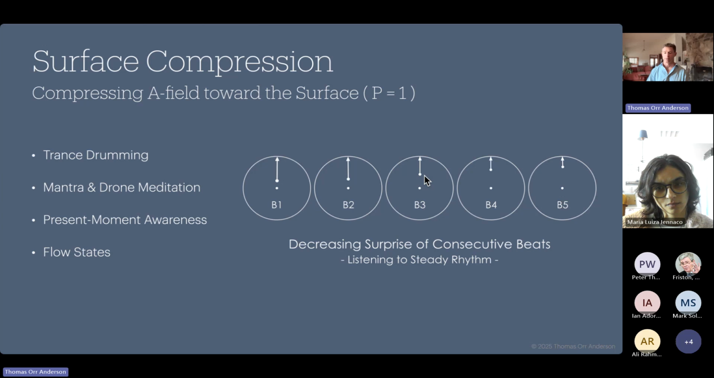The third beat's even less surprising. The fourth beat less and less. And as you follow this progression for a long time, the attention following each beat and getting surprised less and less, this can be naturally represented as essentially compressing the attention toward the p=1 surface, where the attention is no longer gathered into possibilities, fantasies, memories, and so forth, but it's gathered into the now, the very expected now, which is that beat happening again, just like it did a moment ago and just like it's about to.